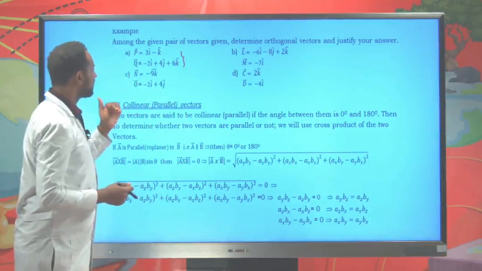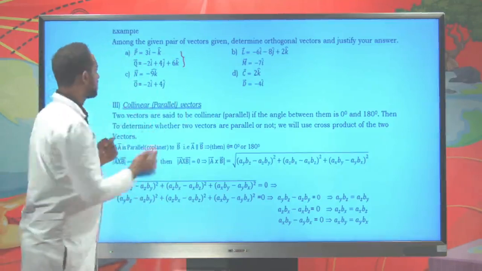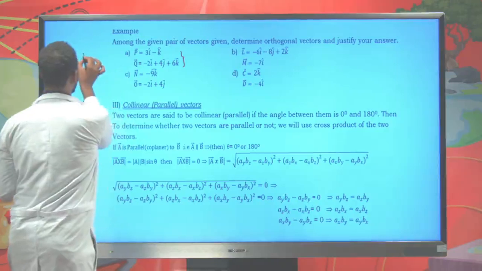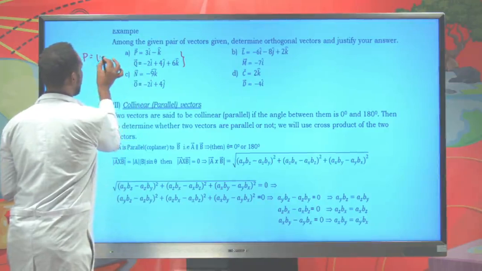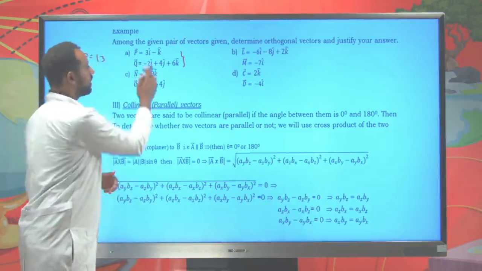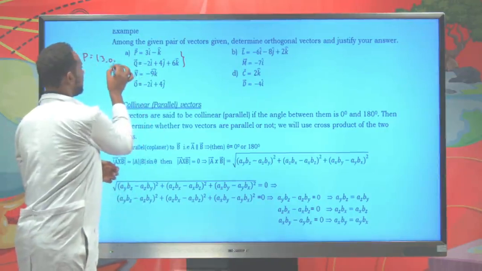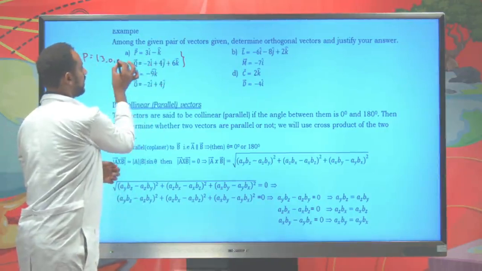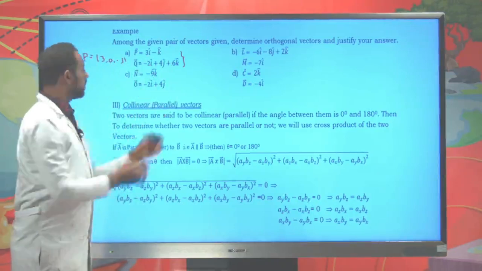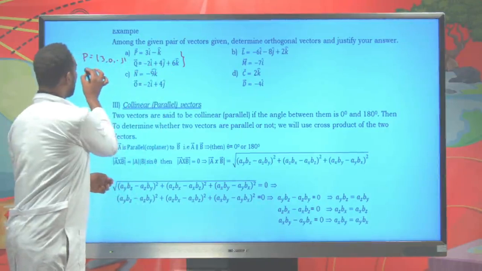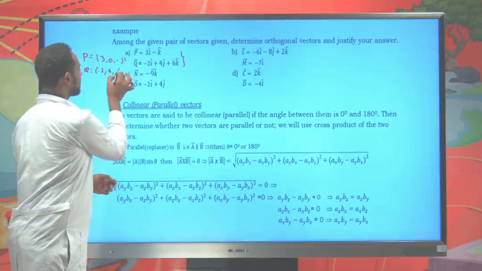To find whether those two vectors are orthogonal or not, you have to multiply each coefficient. What are the components of vector P? Well, the I component is 3. We don't have a J component or Y component, therefore it is 0. And the Z component is -1. And here you have Q. The components of Q are -2, 4, and 6.